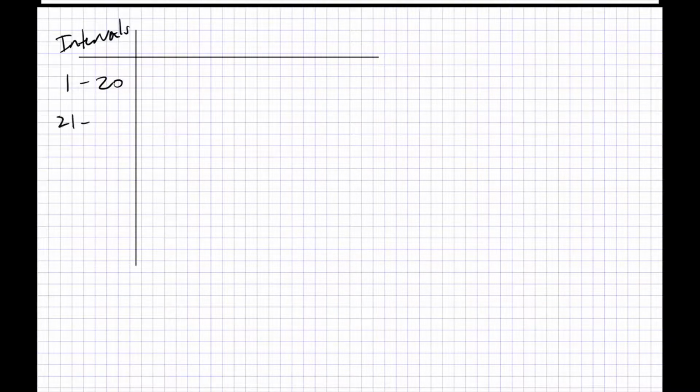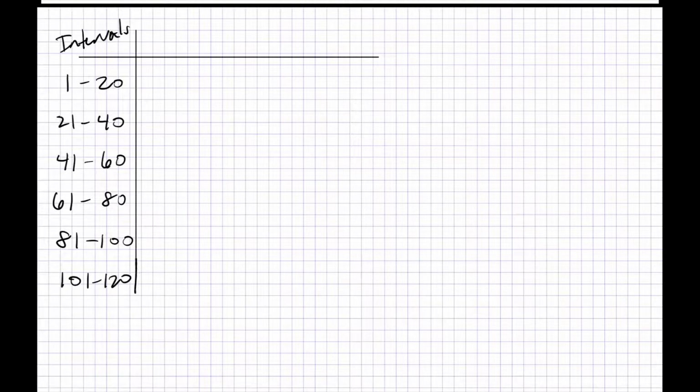So the next one is 21 to 40, 41 to 60, 61 to 80, 81 to 100, and then the last one's 101 to 120. And since we had no numbers above that, we could stop there.